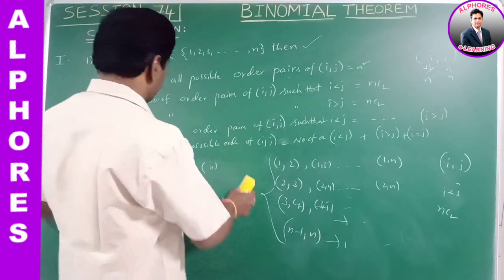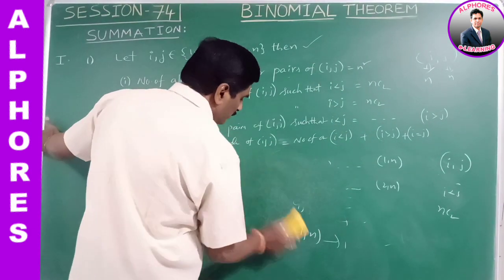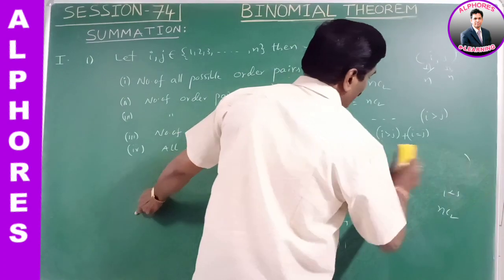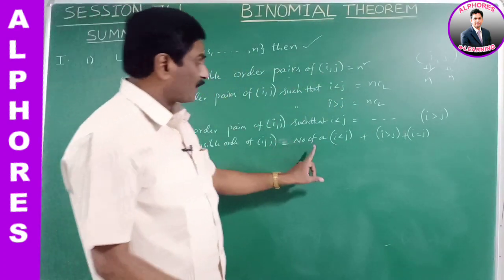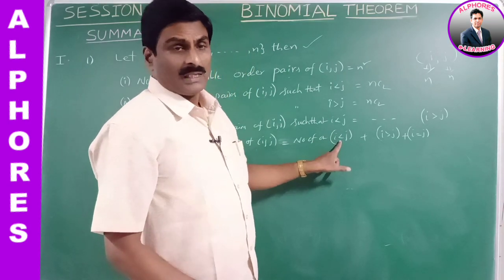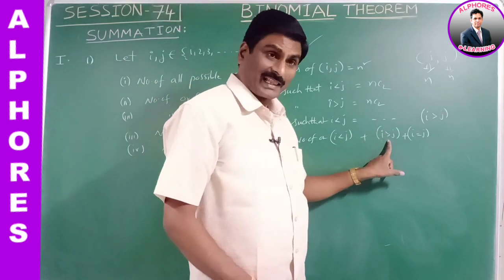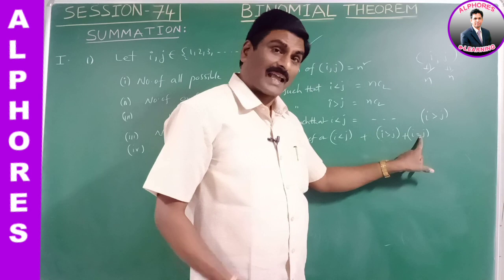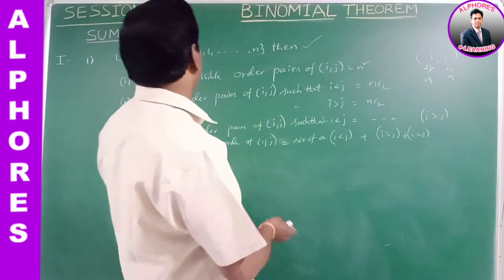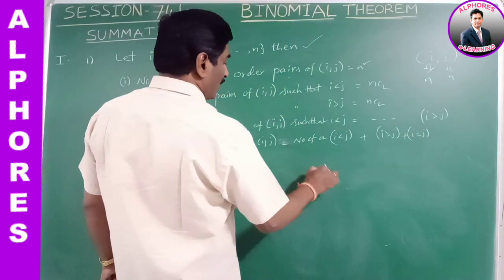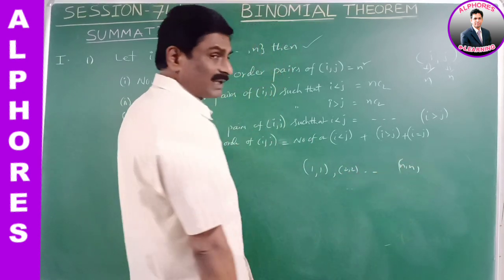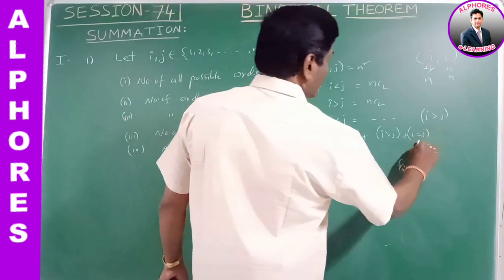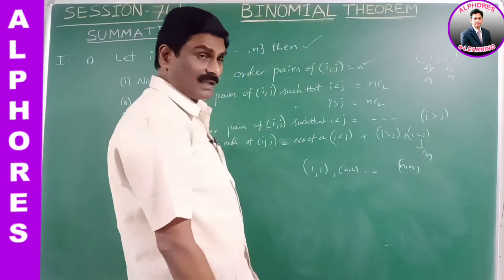Next, last point. All the possible ordered pairs (i, j) is equal to the number of ordered pairs such that i < j, plus the number of ordered pairs such that i > j, plus the number of ordered pairs such that i is equal to j. What is the meaning of i equal to j? If i is 1, j also 1. 1 1, 2 2, 3 3, so on n. How many possibilities are there? Only n possibilities.